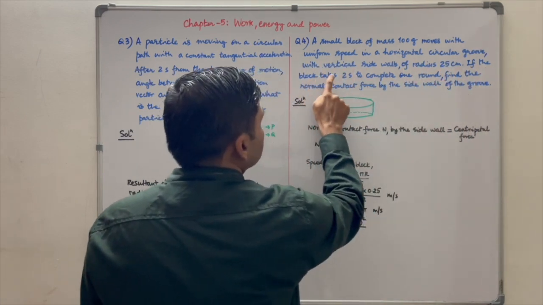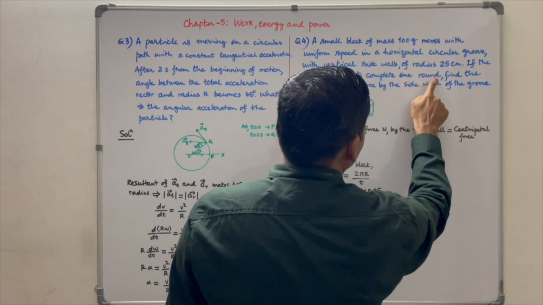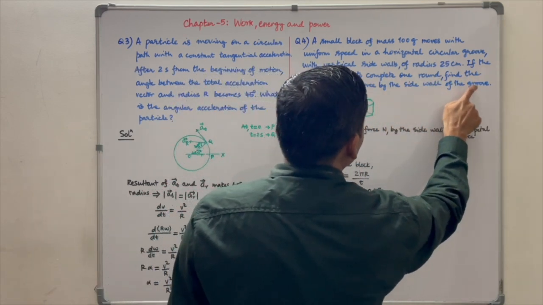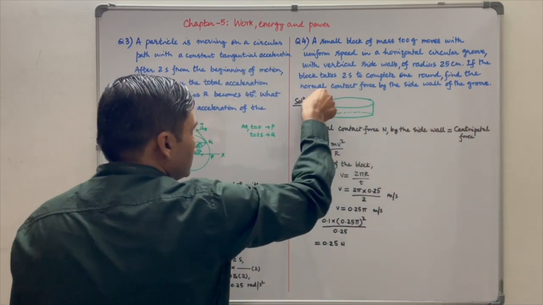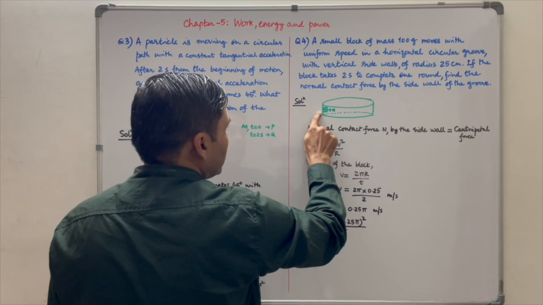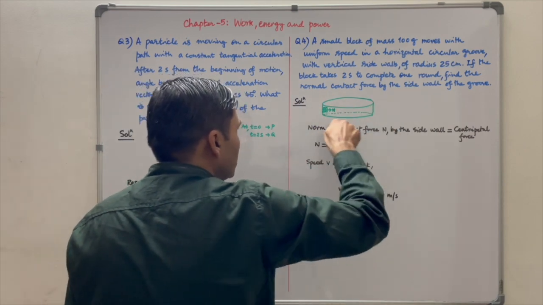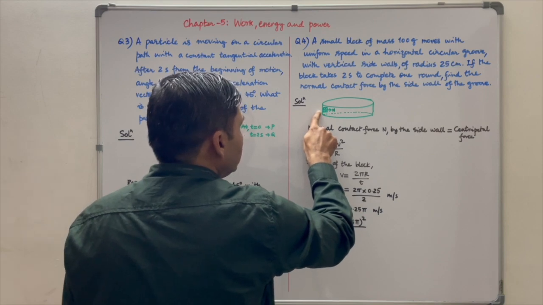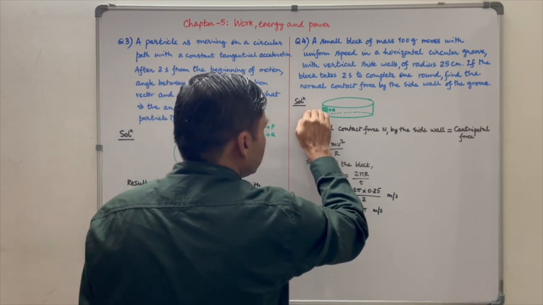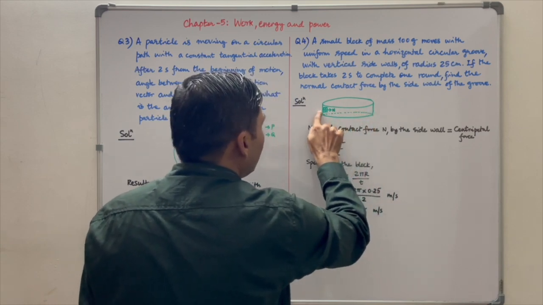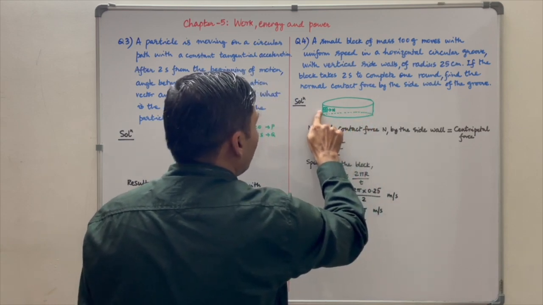If the block takes 2 seconds to complete one round, find the normal contact force by the side wall of the groove. Suppose this is a horizontal groove in which a small block of mass m is rotating on a circular path. When it is rotating, it will experience a centripetal force which is directed towards the center, and that will be equal to the normal reaction applied by the wall.